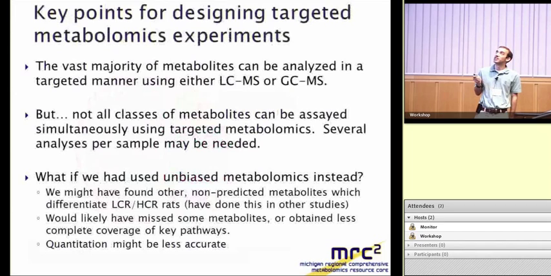Key points for designing targeted metabolomics experiments. I know this was sort of a long excursion into a specific research topic, but to bring it back, the vast majority of metabolites, one way or another, can be assayed by targeted metabolomics, whether LCMS or GCMS or both. But not all classes of metabolites can be assayed simultaneously. So we started with TCA cycle and glycolytic metabolites. We learned that we were interested in acylcarnitines, and that led us to branched-chain amino acids and their derivatives. And all of those, in this case, wound up as separate analyses.